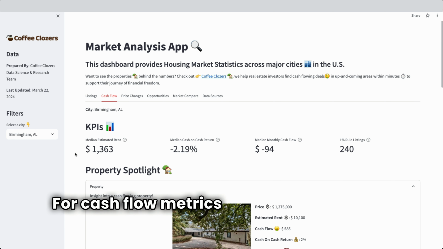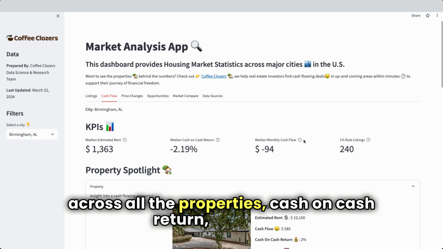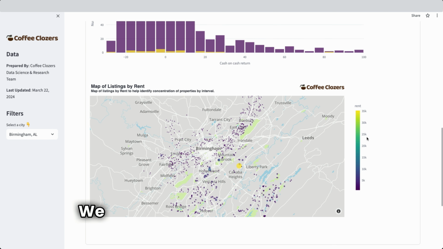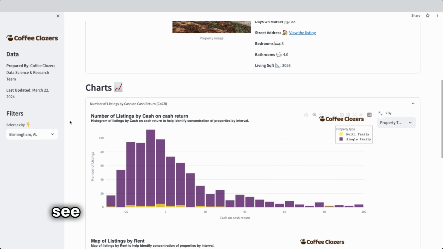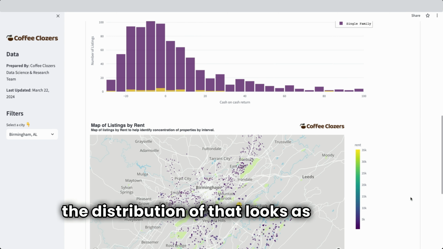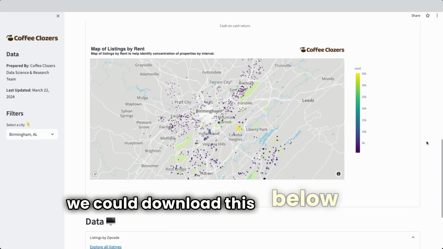For cash flow metrics, we have information on estimated rent across all the properties, cash on cash return, cash flow, and how many properties meet the 1% rule. We can also look at charts below to see, for example, cash on cash return, how the distribution of that looks as well. And we could download this below.